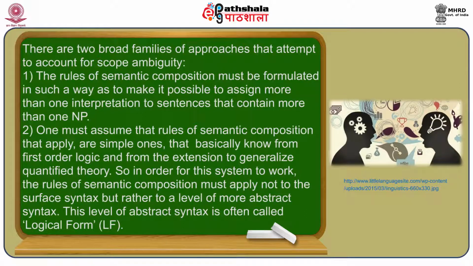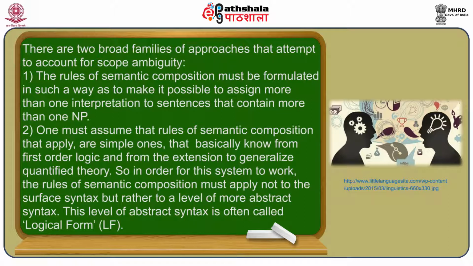that the rules of semantic composition must be formulated in such a way as to make it possible to assign more than one interpretation to sentences that contain more than one quantified noun phrase. There are various ways of doing this. There is no one account in this general family of approaches. But the basic idea that they all share is that you assign more than one interpretation to sentences that contain more than one quantified noun phrase.